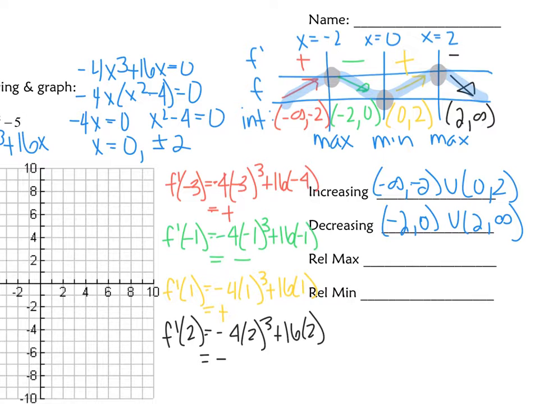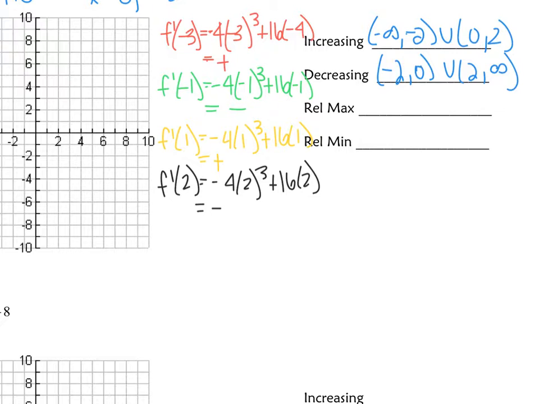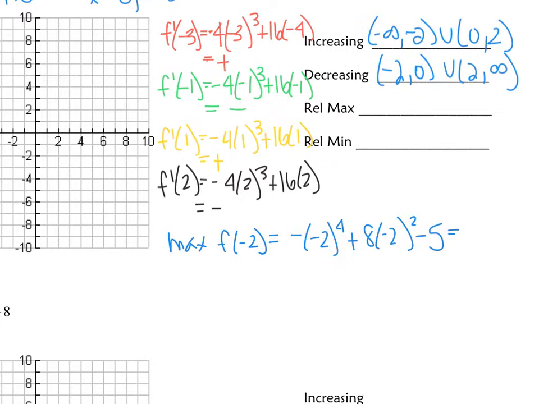All right, so I'm going to go ahead and move this down so that I can do some more work. So we know we're going to have a max at f of negative 2. And notice that I used f of negative 2, not f prime. So that means I have to use the original function for my work. Okay. And then we go ahead and calculate that, and we should get a positive 11. So we have a relative max at negative 2, 11.